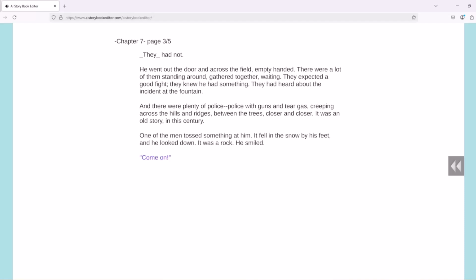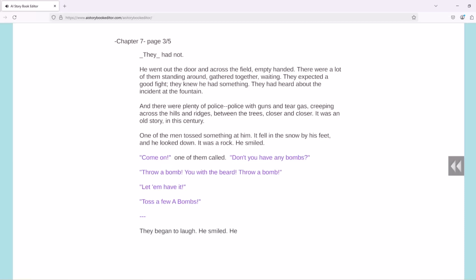He smiled. "Come on!" one of them called. "Don't you have any bombs? Throw a bomb. You with the beard. Throw a bomb. Let him have it. Toss a few bombs." They began to laugh. He smiled. He put his hands to his hips. They suddenly turned silent, seeing that he was going to speak. "I'm sorry," he said simply. "I don't have any bombs."